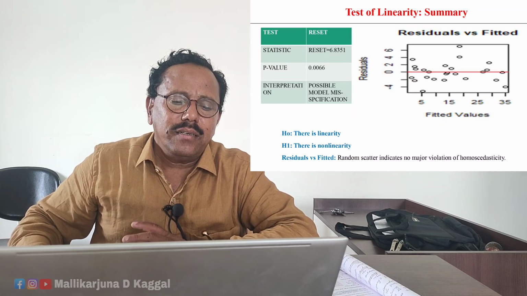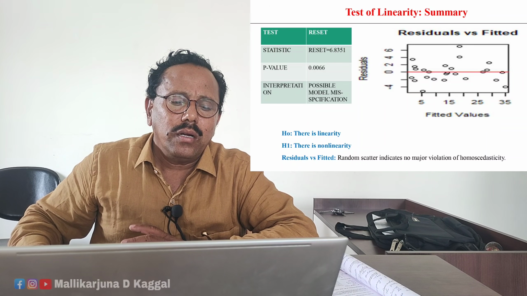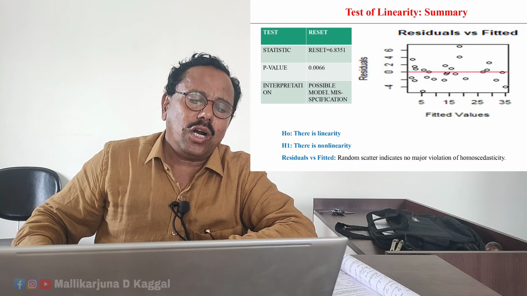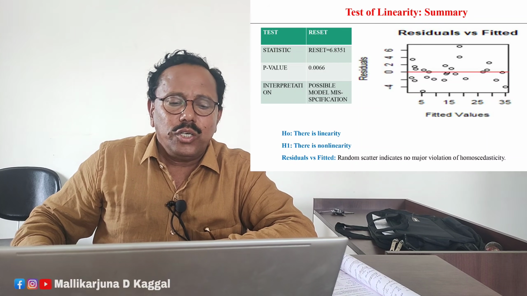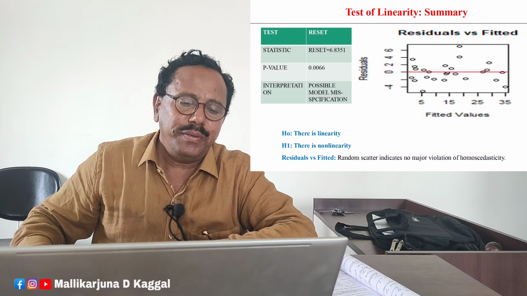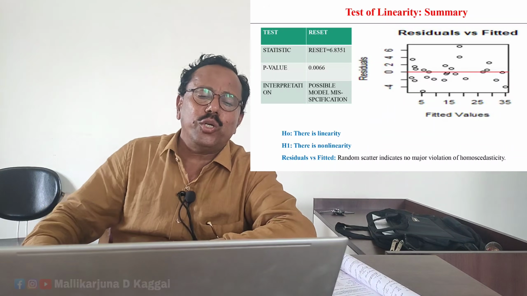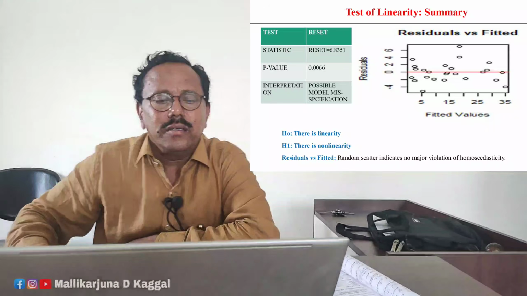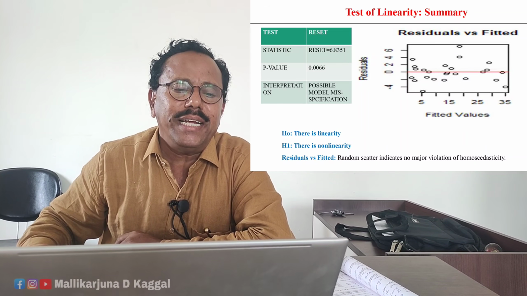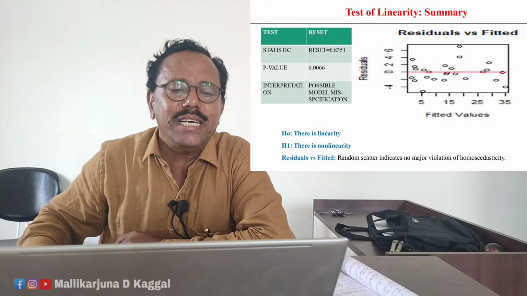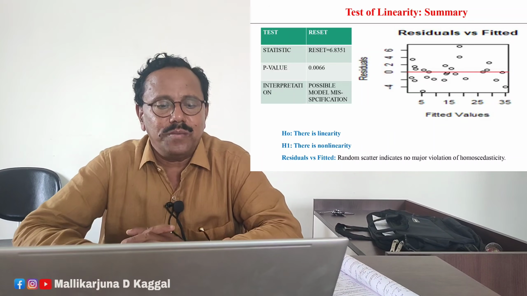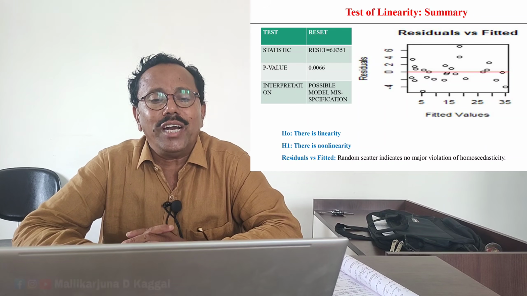H1 is that there is no linearity, nothing but non-linearity. That is called the alternative hypothesis. To get the alternative hypothesis accepted, your p-value must be less than 0.05. Now by testing this, from the RESET test, our p-value is less than 0.05. It supports the non-linear model.